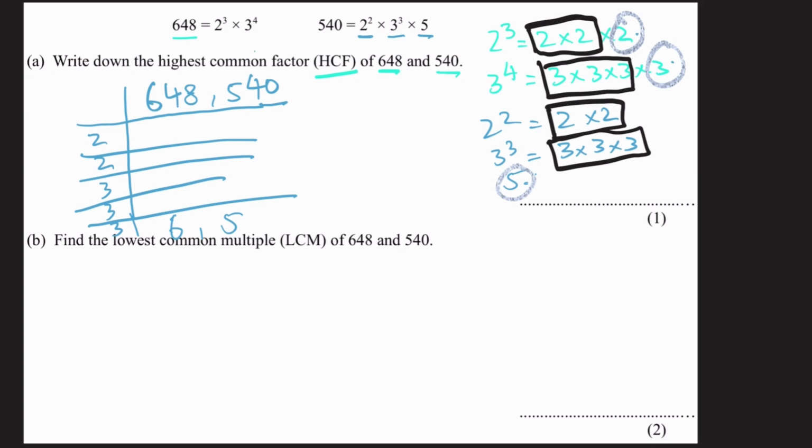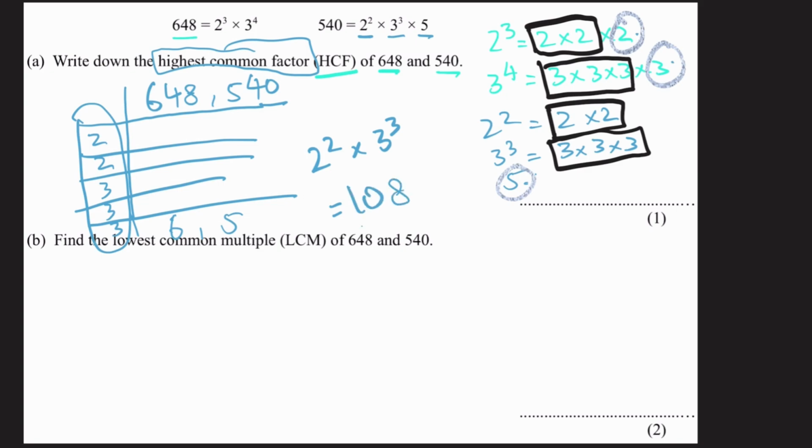So it says, what's the highest common factor? Highest common factor would be all these numbers times each other. So that would be 2 squared times 3 cubed, which equals 108.